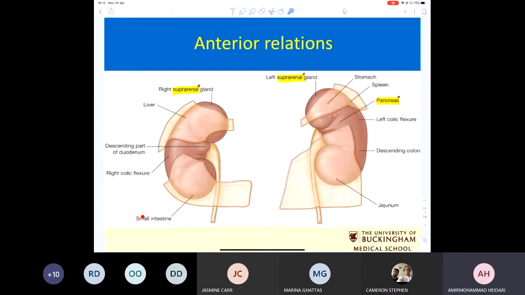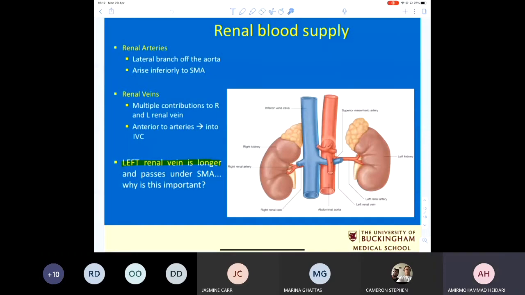You've got some relationships with the duodenum and the colic flexures. I think second years would know that the colic flexure here would lie here, and we'll see them very nicely later on. So in terms of relationships with blood supply, this is a very, very important point.